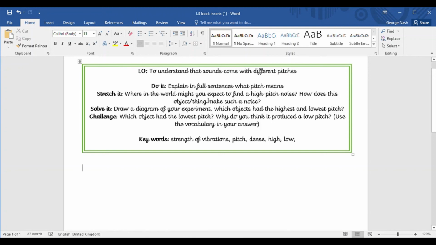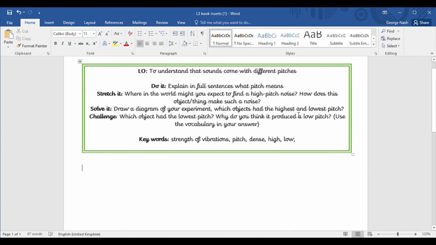Where in the world might you expect to find a high pitch noise? How does this object or thing make such a high noise? So go again, look at the video. Think about instruments here. If you want a challenge though, maybe go for something that isn't an instrument. Draw a diagram of your experiment like I just instructed.